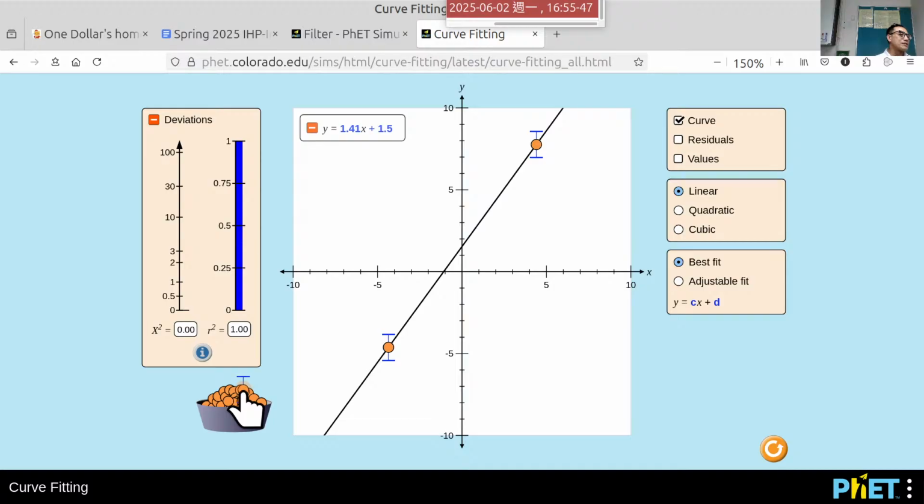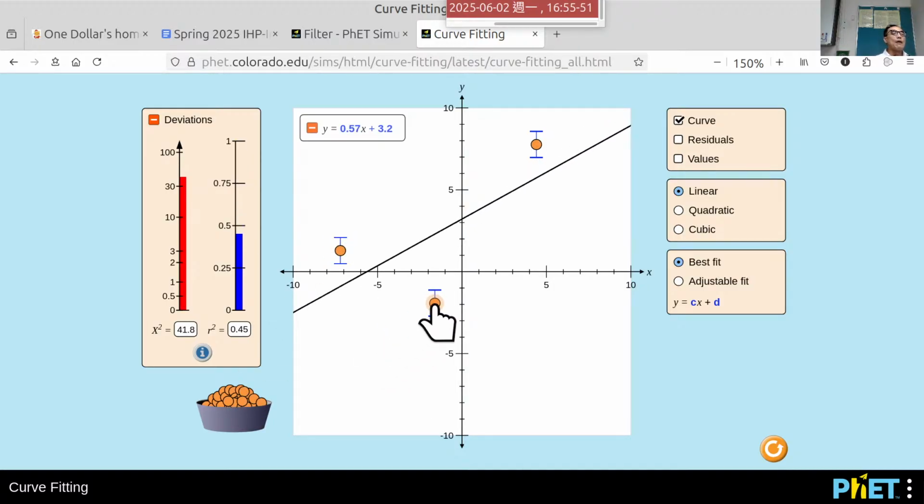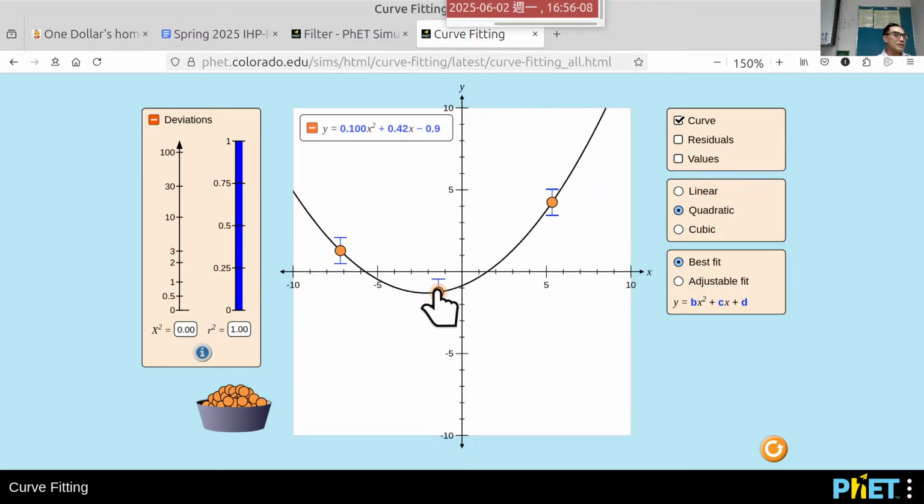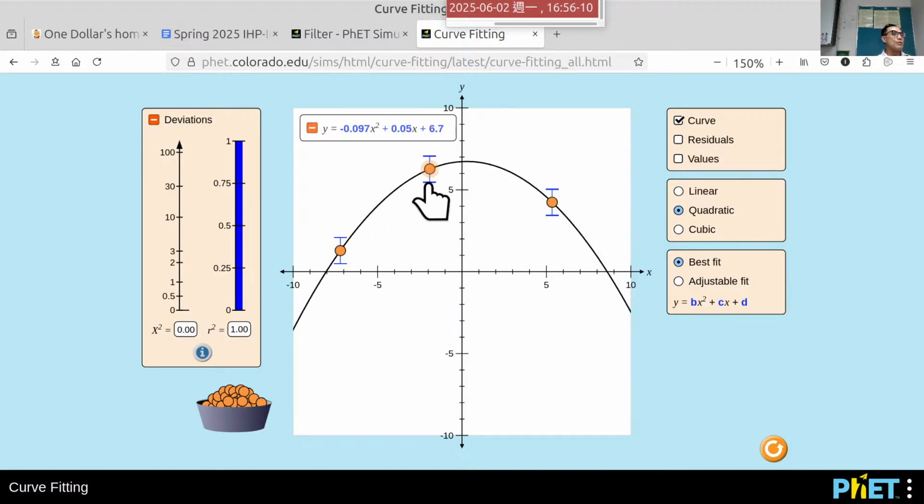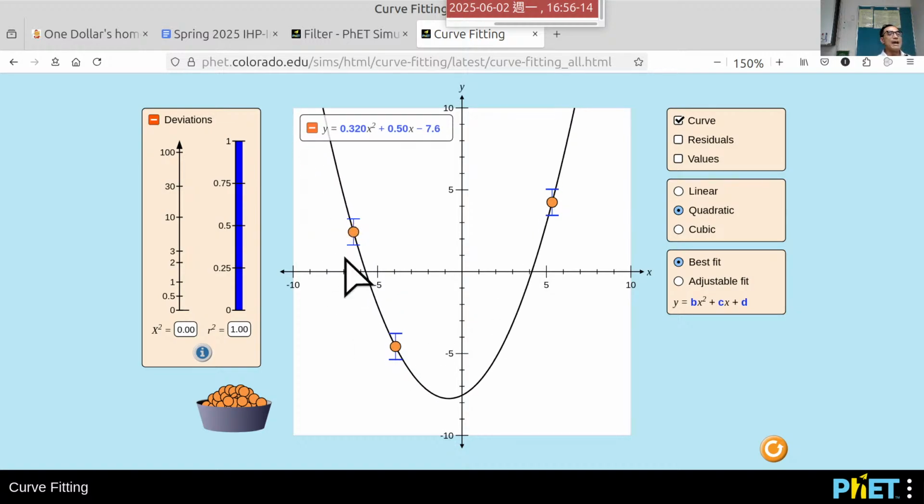If I have the third point and I select quadratic, then it will become 100% fitting. Click here. Yes, 100%. R squared is 1. No matter how you move it, it becomes a quadratic curve. And the fitting is 100%.